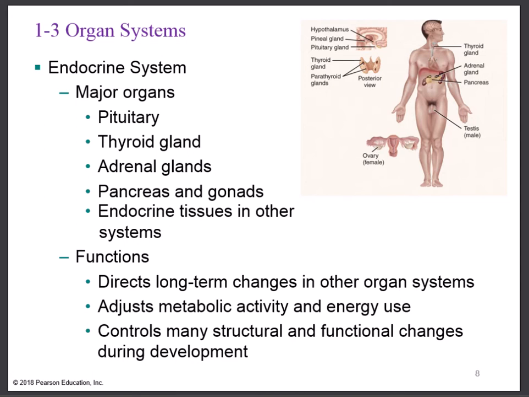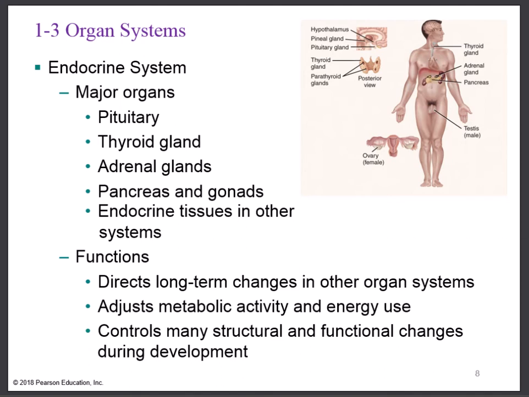Although we think of the ovaries and the testes as reproductive organs, they do produce hormones, so we include them here. And then we'll learn about a bunch of different tissues that aren't really glands but produce hormones. The stomach produces hormones. The heart produces hormones. So tissues that we typically wouldn't think of as a gland can also produce hormones.